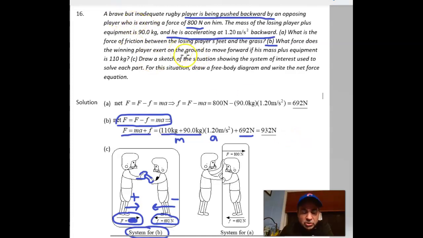The other way to solve the problem would be to treat the 110 kilogram person completely on their own, not as a system. And you could actually still solve the problem because it says what force does the winning player exert on the ground to move forward. I'll show the solution for that.